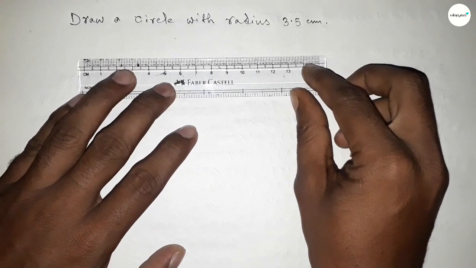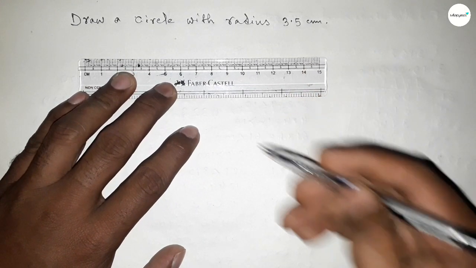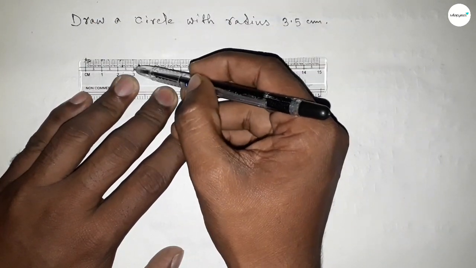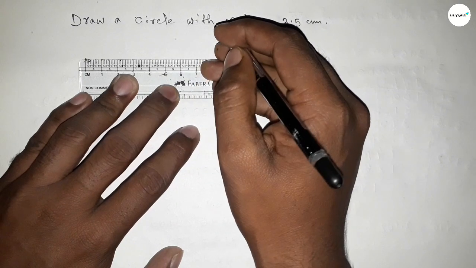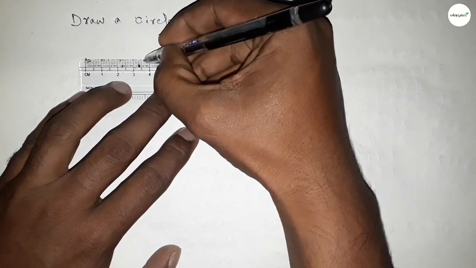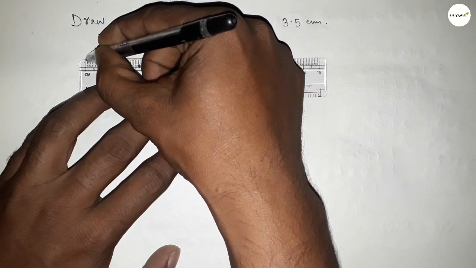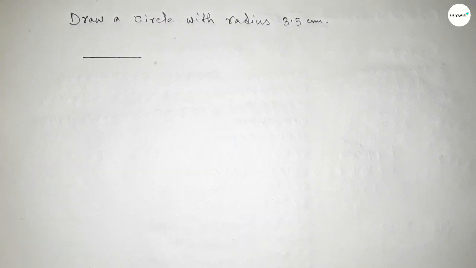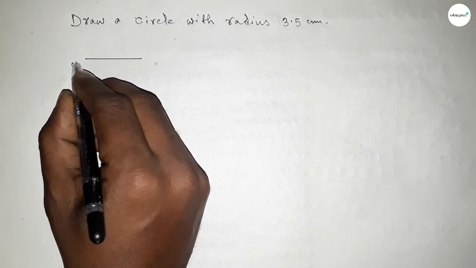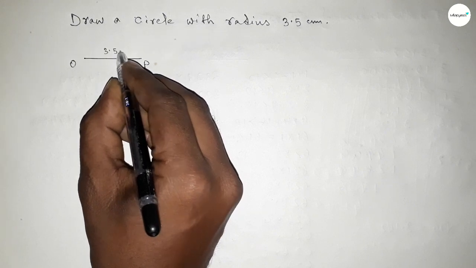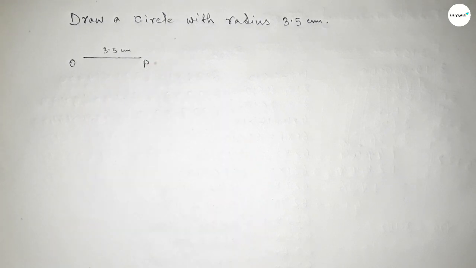First of all, draw here a line of length 3.5 centimeter. So this is 1, 2, 3 and this is 3.5 centimeter. So first drawing here a line of length 3.5 centimeter. Okay, and taking this as OP, and OP equal to 3.5 centimeter.